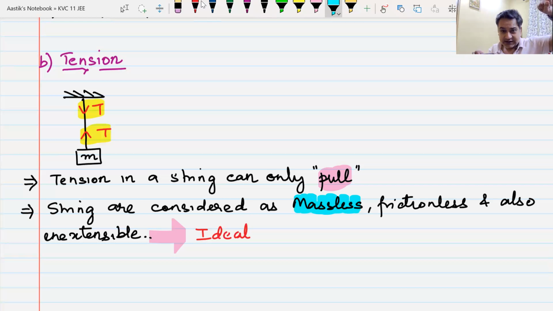Extensible strings getting extended will come in the chapter on elasticity, so we don't have to worry about this. In this chapter, the only thing that will happen is the string may have some mass. One or two questions we will do where the strings are going to have mass. Otherwise, strings are going to be massless, frictionless, and inextensible in this chapter. Do we understand this? Okay, now such string is massless, therefore we have this third statement: tension in the string is same everywhere.